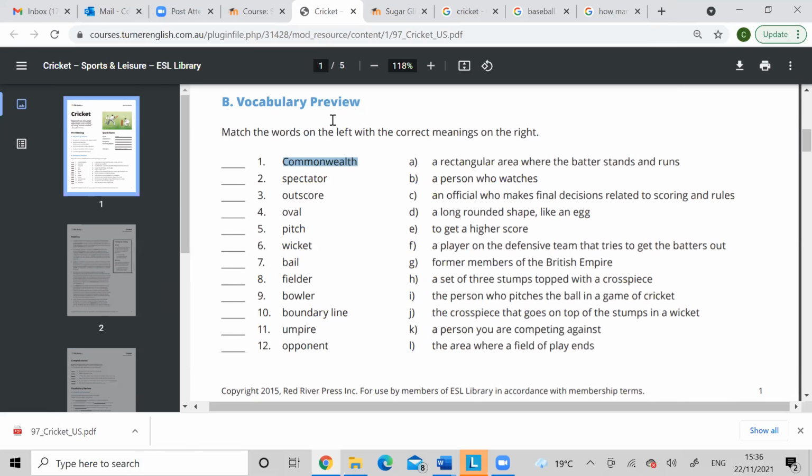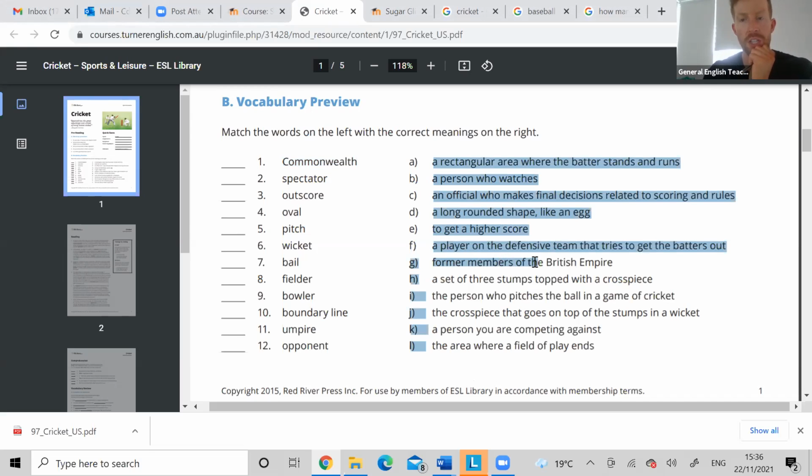Was English person, I think it's Commonwealth. Exactly, yeah. So basically, Commonwealth here, I will give you the example, matches to G. So it's a former members of the British Empire. Has anyone heard of the British Empire before?